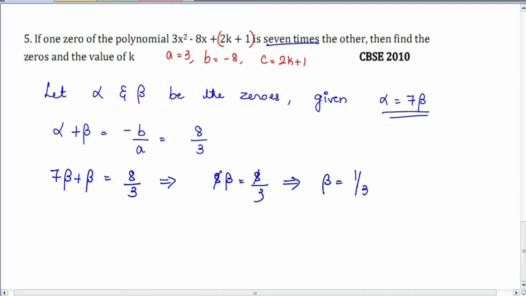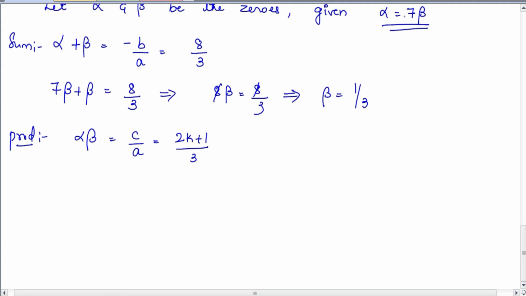Okay, now we have the next one, that is product. So this is the sum. Now let me consider the product of the zeros. So the product of zeros is alpha into beta, which is equal to C by A. What is C by A? 2k plus 1 divided by 3. Now we know that alpha is 7 beta, isn't it? So since alpha is equal to 7 times beta, I am going to substitute that here. So 7 times beta into beta, that is equal to 2k plus 1 by 3. Now what is beta? It is 1 by 3.